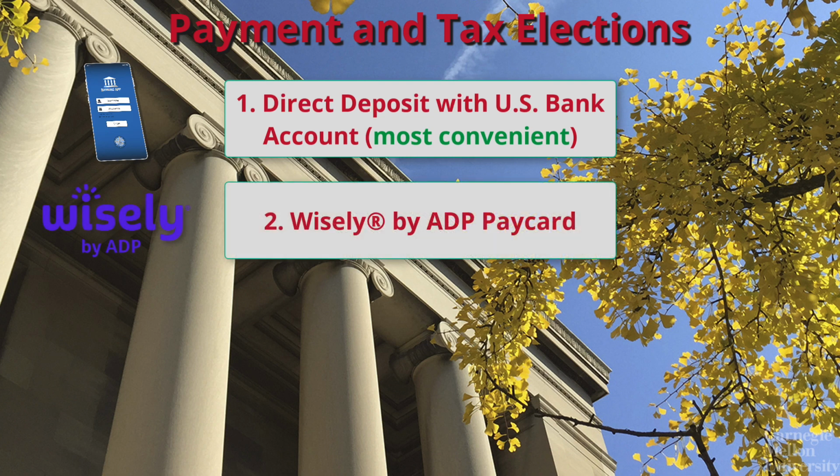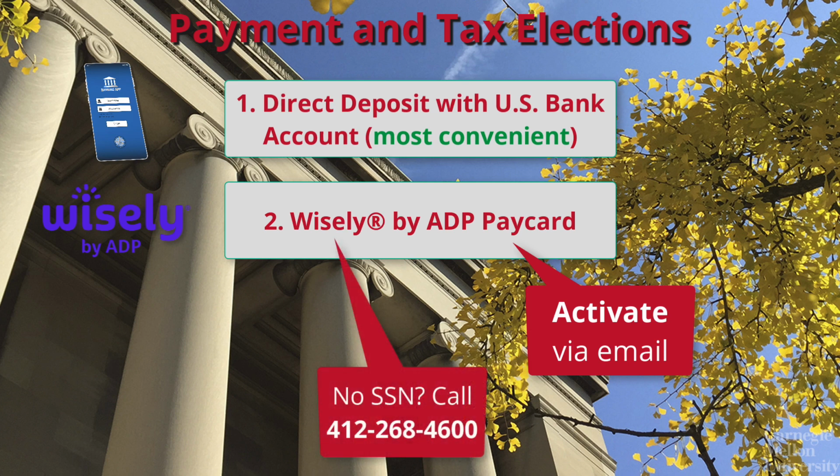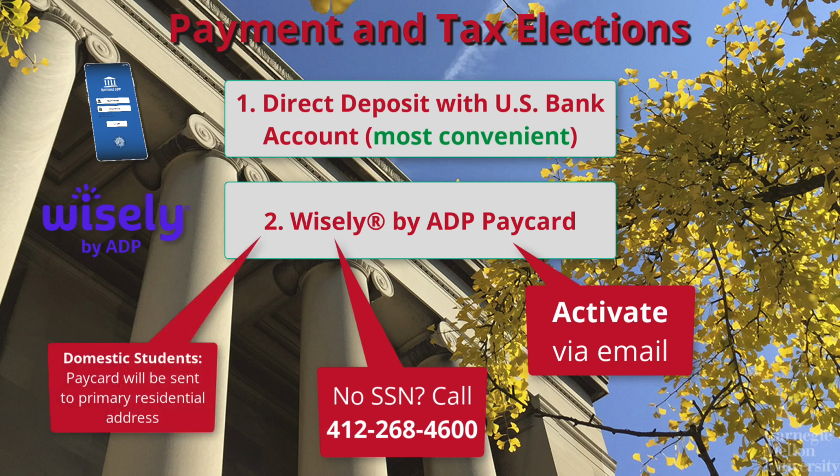If you are assigned a pay card, ADP will send you an activation email. If you did not provide a Social Security number during onboarding, you may need to call HR Student Worker Services at 412-268-4600 to confirm your identity and get a temporary identification number. If you are a domestic student, your ADP pay card will be sent to your primary home address. It might be your parents', guardians, or other family members' residence. Your primary address is not where you're temporarily living while enrolled and taking classes.